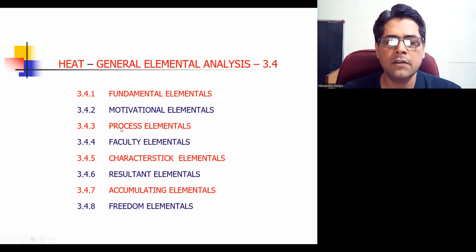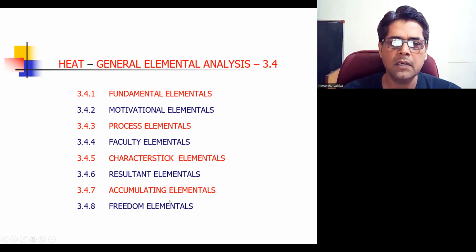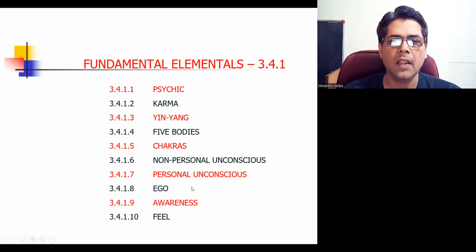The psychic process involves use of process elementals, which are more or less related to desire, energy and affinity, and faculty elementals, which are by and large cognitive elementals. The characteristic elementals are catalysts. And using the three, the psychic process operates, and then the result of the psychic process, whatever that be, success or failure, results in what we call resultant elementals. From that, over a period of time, accumulating elementals create templates, complexes, long-term beliefs, core beliefs, and so on. And then at last, we have freedom elementals, which can help us to overcome the accumulating elementals which are causing trouble. Let us go into details of each.